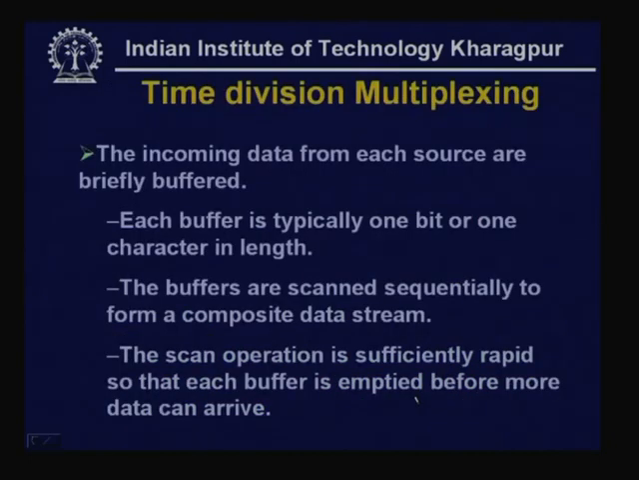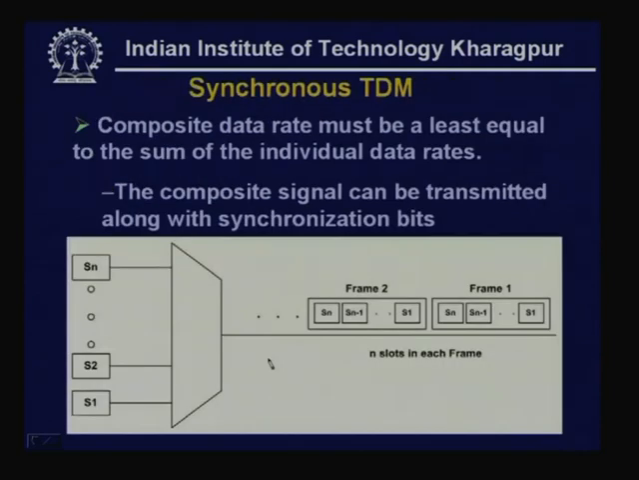Now, let us focus on time division multiplexing. As you know, the incoming data from each source are briefly buffered. We have already discussed time division multiplexing at length, and we have seen that each buffer is typically either 1 bit or a character in length. The buffers are scanned sequentially to form a composite data stream, and the scan operation is sufficiently rapid. Scanning is done very fast, so that each buffer is emptied before more data can arrive. This basic approach we have already discussed, and here it is shown how it is being done.